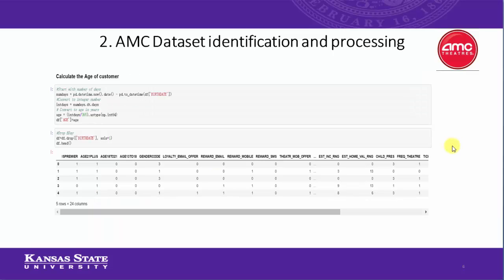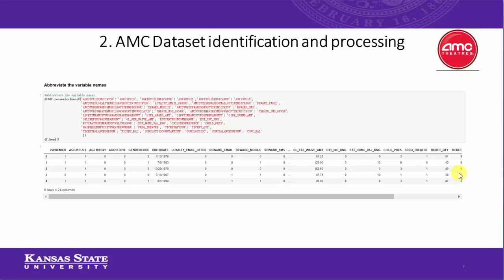Next, I calculated the age by using the birthday data, since age will be a very important variable for my analysis. And then I ignored the birth date since I already had my new variable, age. I also updated the variable names to make the data look cleaner.